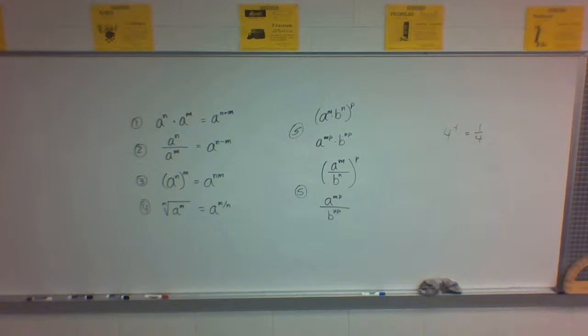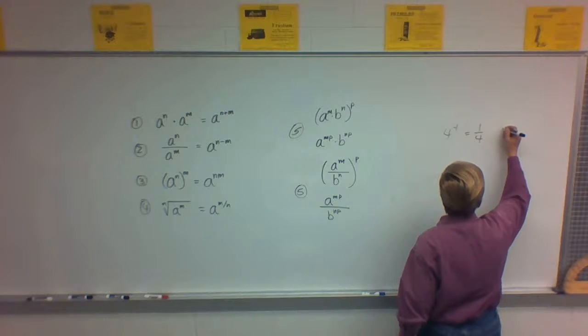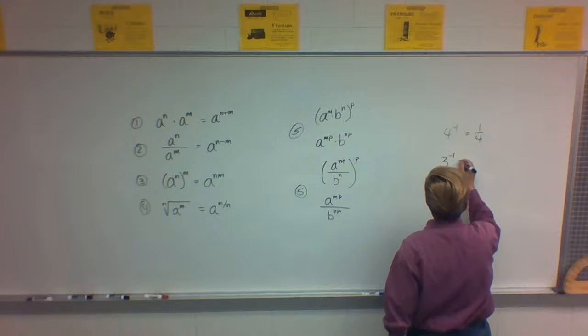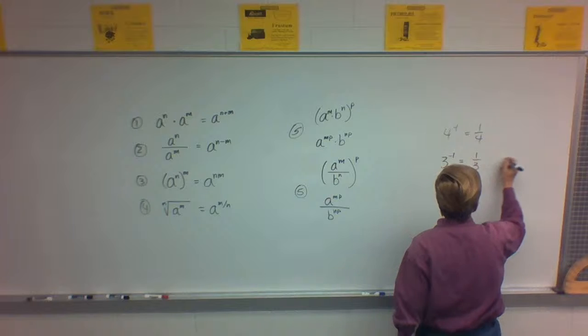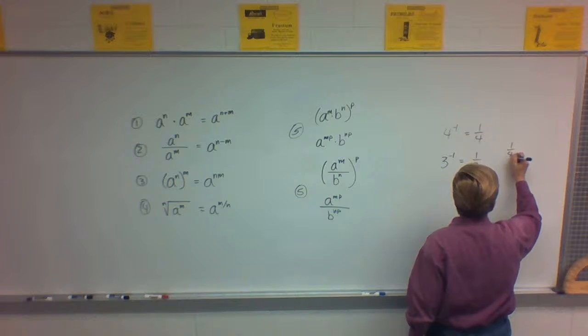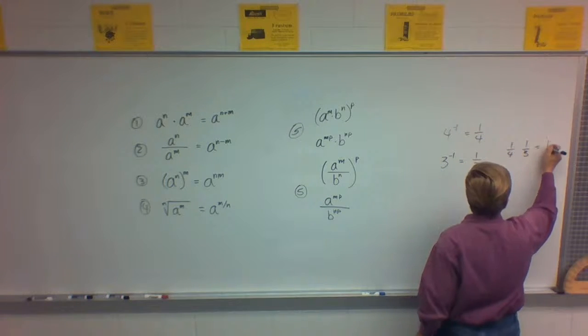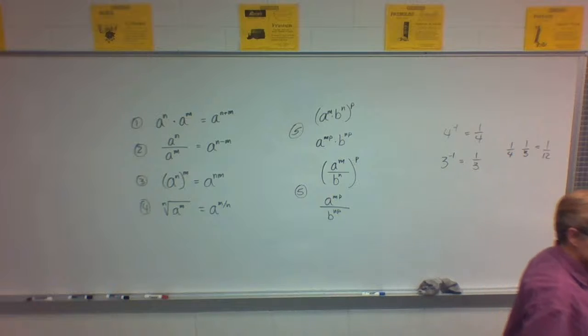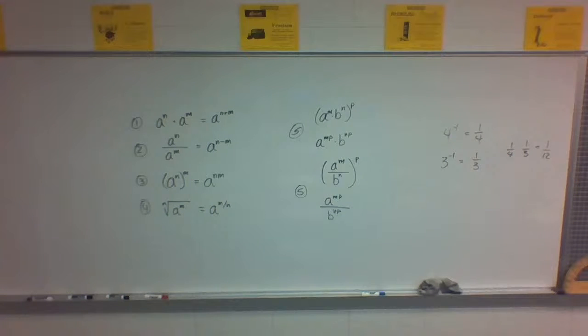Now we have 3 to the 5 raised to the negative 1/5. That's 3 to the negative 1, which is 1/3. And what are we doing to those two results? Multiplying them, which makes 1/12. That one can be simplified, like you were asking about. Do you understand all that?